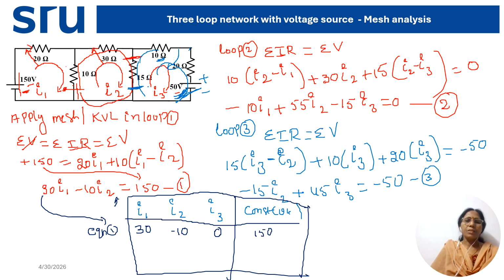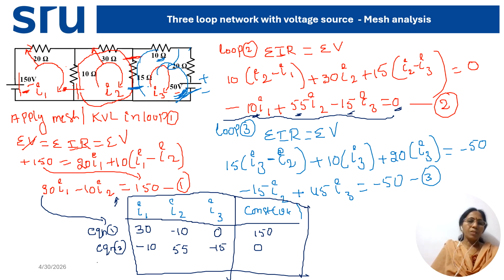So those are the first equation's coefficients. Next, the second equation. What is your second equation? This is your second equation. Then what is your I1 multiplicand here? Minus 10. This is equation 2. Then the I2 multiplicand here is 55. Then I3 is minus 15. Then the constant is 0. Minus 10, 55, minus 15, 0. So these numbers I have entered from equation 2.